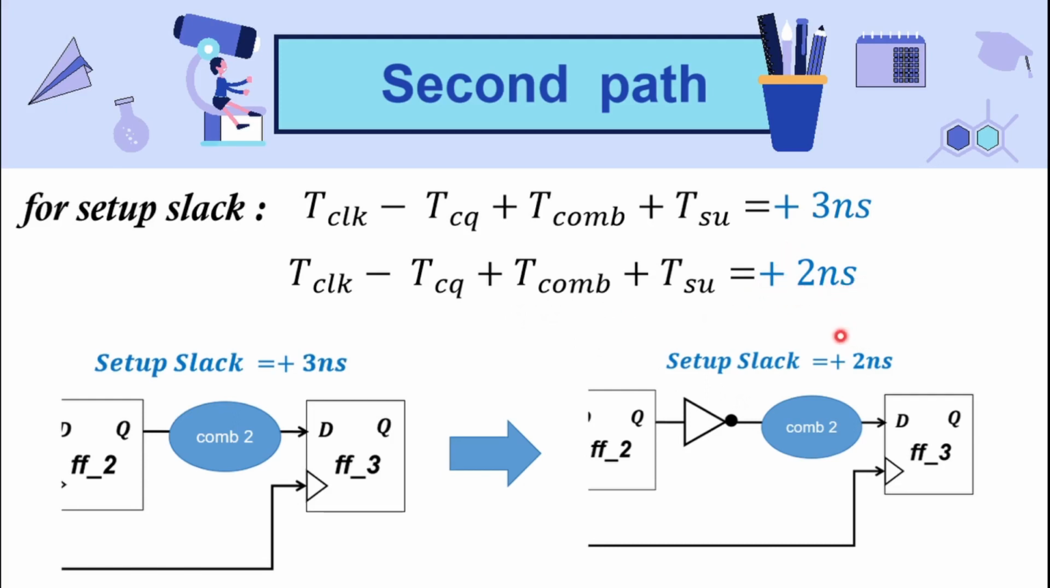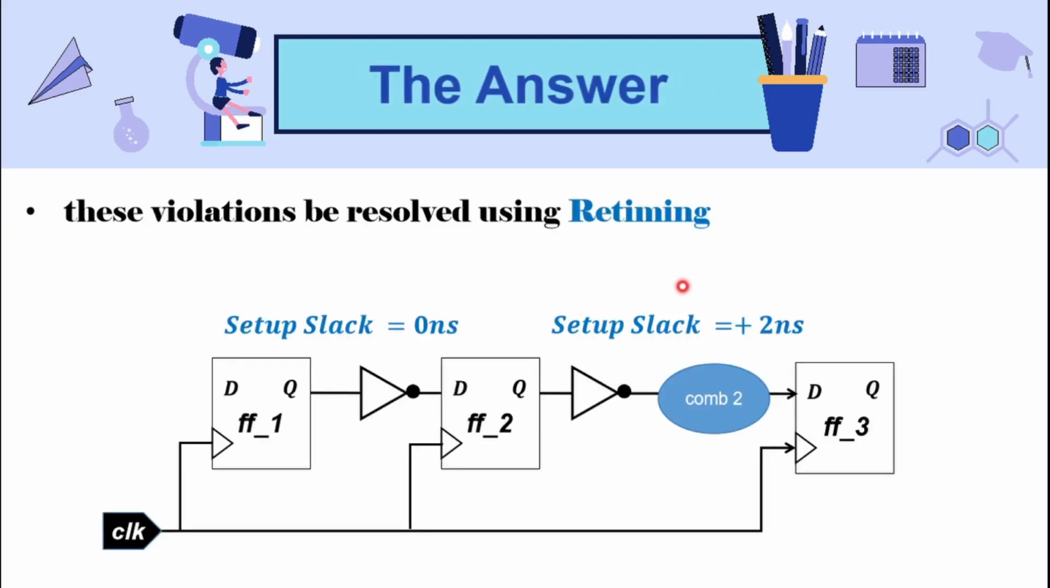So there's no setup violation in this path, and we call this moving of registers retiming, which helps solve the setup violation. But you can see that hold time wasn't mentioned in this problem, so you need to be careful in real designs: when you do retiming for this path, it may cause a hold violation, so you need to be careful about hold time when you do retiming.